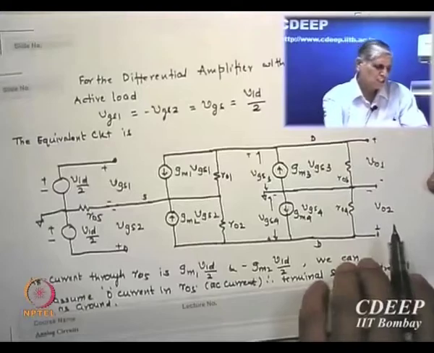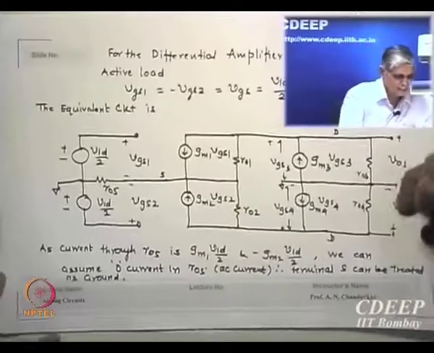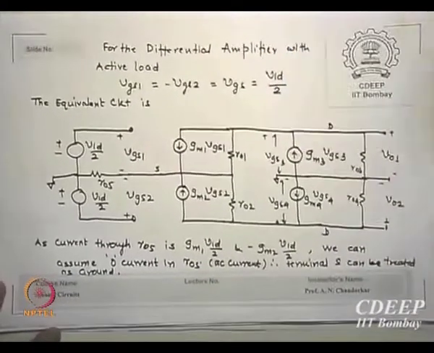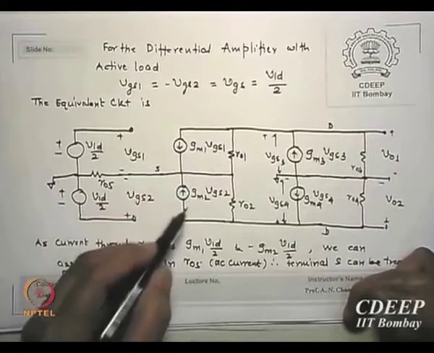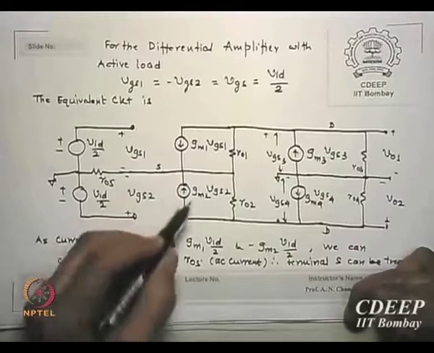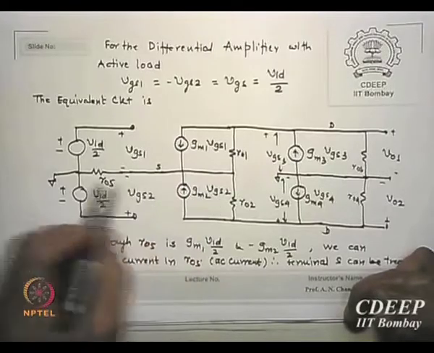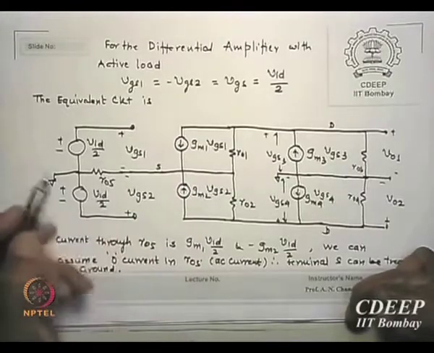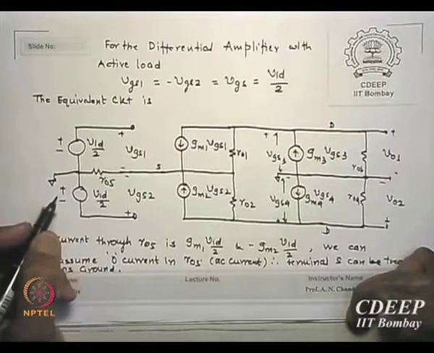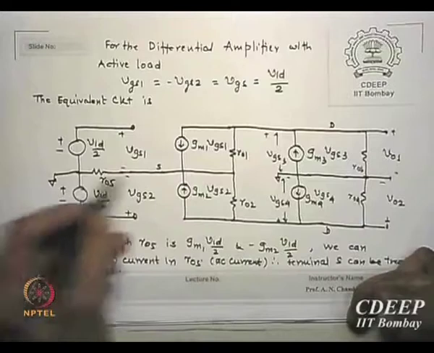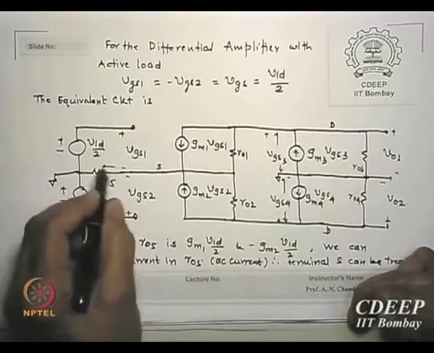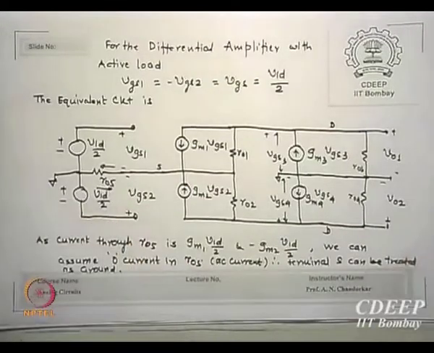So if I use this equivalence, I can do some interesting things. You can see, since VGS2 and VGS1 are in opposite sense, minus VGS2 is going to come. The current through RO5 is in opposite sense. If this goes like this, essentially the VGS2, because of the minus, one current goes like this, the other current comes like this. Is that point clear?